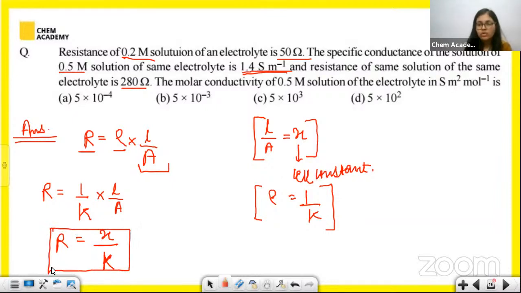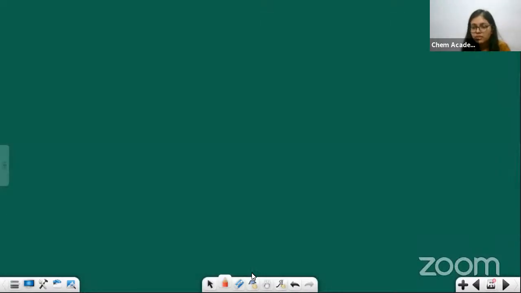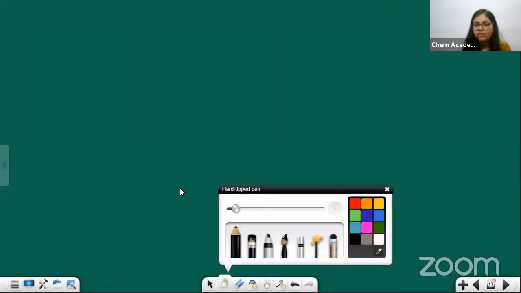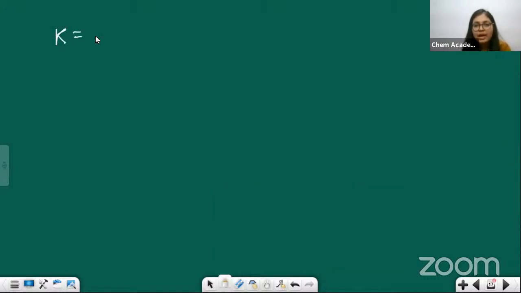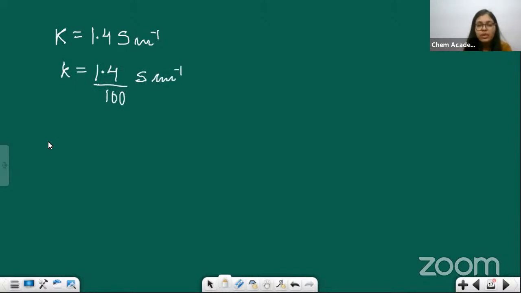Now we have been given the value of kappa as 1.4 Siemens per meter. I will convert it to centimeter for easy calculation. So I am going to write kappa equals 1.4 divided by 100, so it will become Siemens per centimeter. Now what did we get? We had derived the formula.